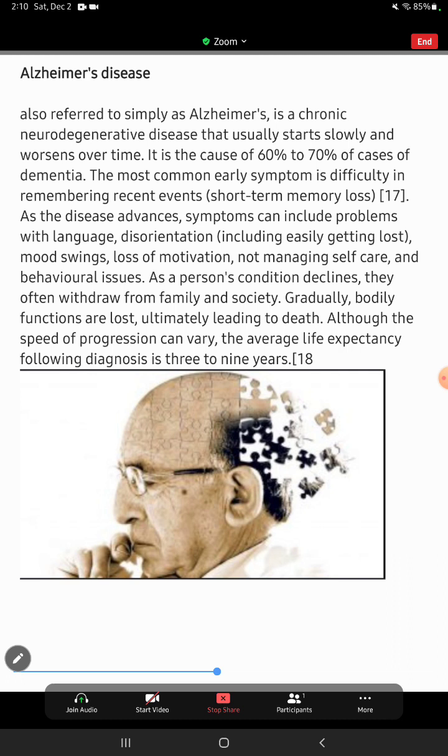As the disease advances, the symptoms include problems with language, disorientation, including easily getting lost, mood swings, loss of motivation, not managing self-care, and behavioral issues. As a person's condition declines, they often withdraw from family and society. Gradually bodily functions are lost, ultimately leading to death. Although the speed of progression can vary, the average life expectancy following diagnosis is 3 to 9 years.